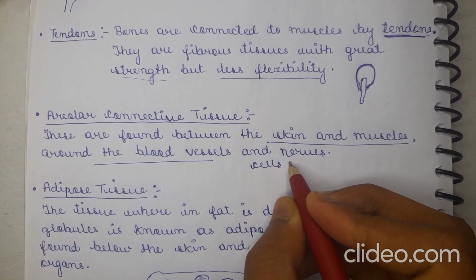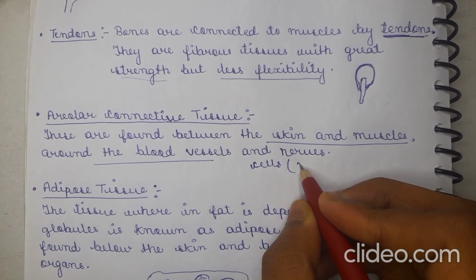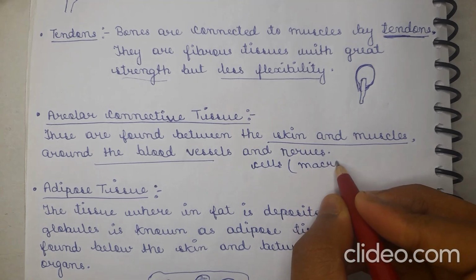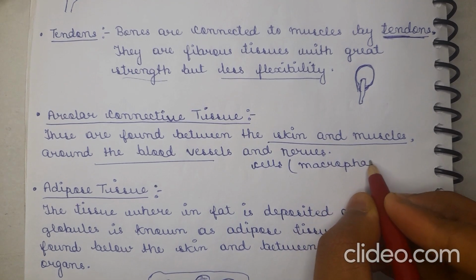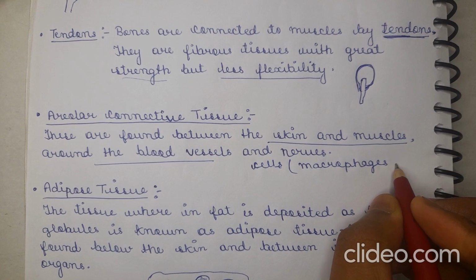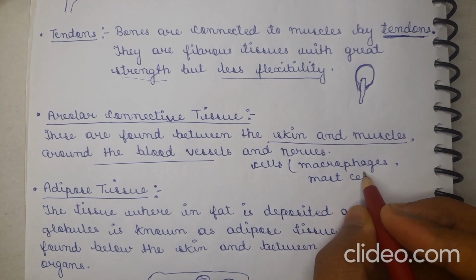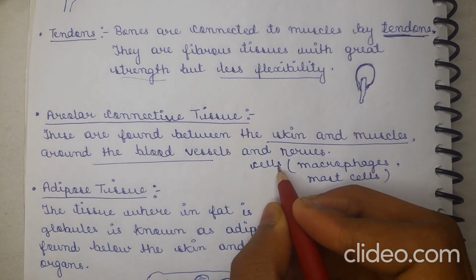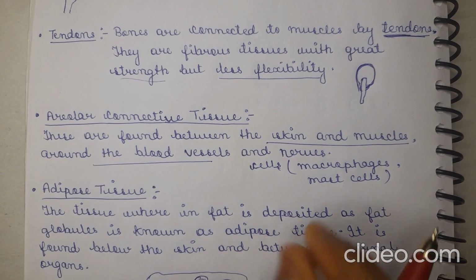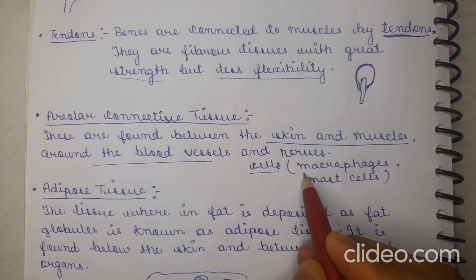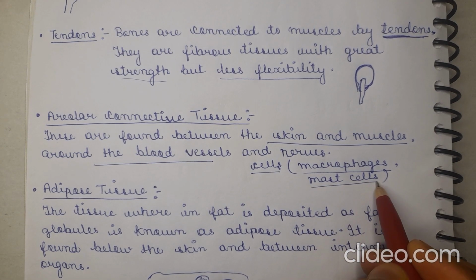These are surrounded by cells, basically two types of cells. The first one is macrophages and the second one is mast cell. This is called the mast cell. These also support organs because of the presence of these cells, basically the macrophages and the mast cells.